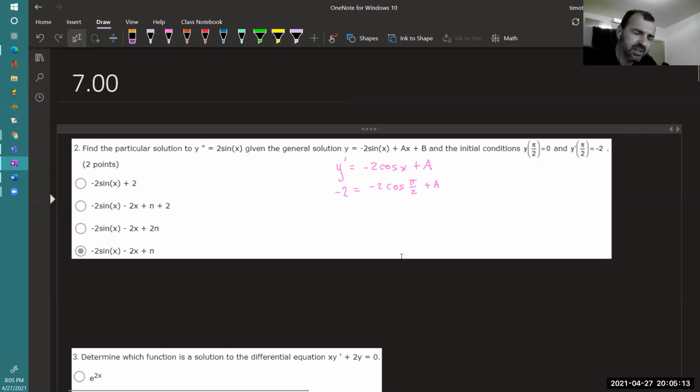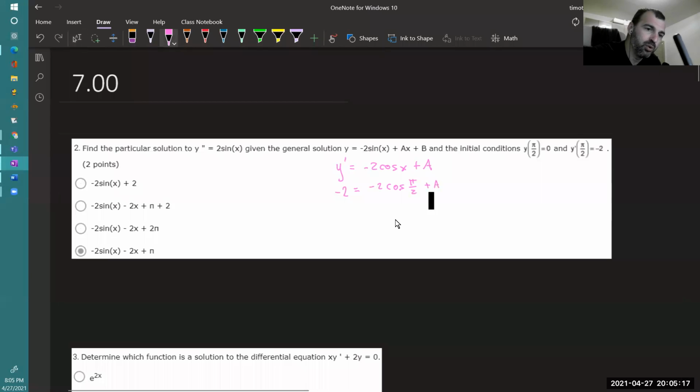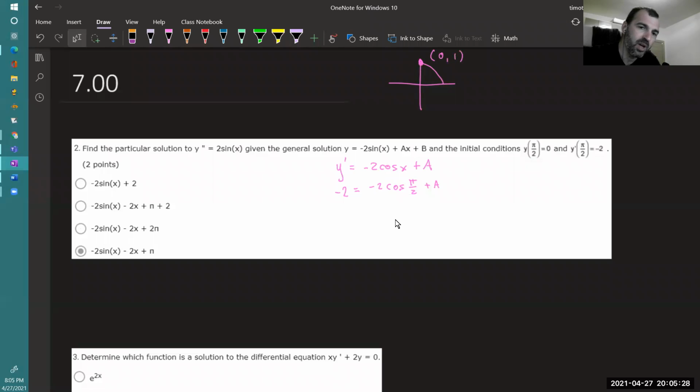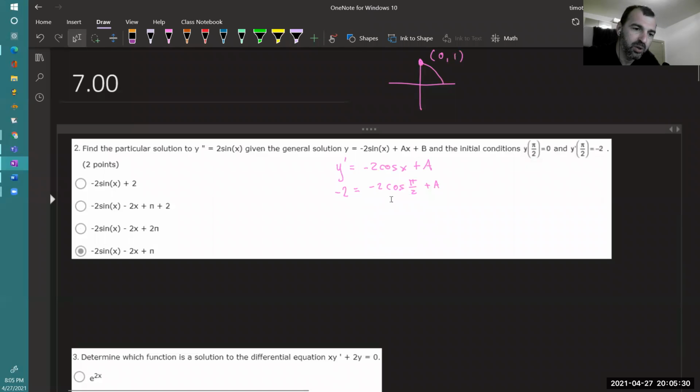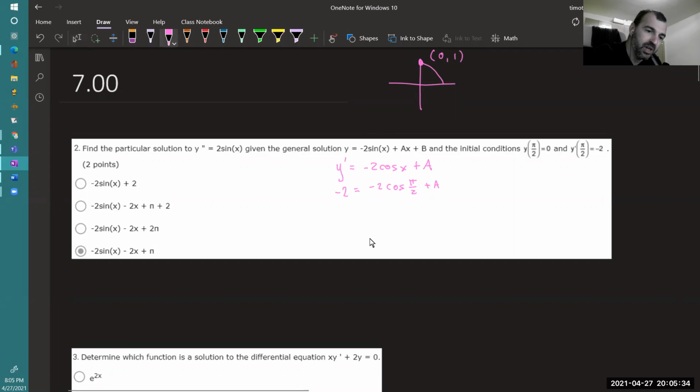A is, let's see, I guess we're going to figure out the cosine of pi over 2. On the unit circle at pi over 2, the x coordinate is 0, y coordinate is 1. And so therefore my cosine of pi over 2 is going to be 0. So there we go. We got a is -2. That's nice.